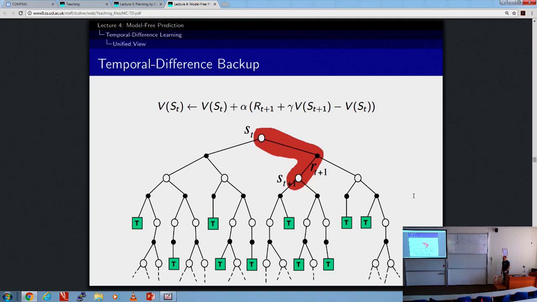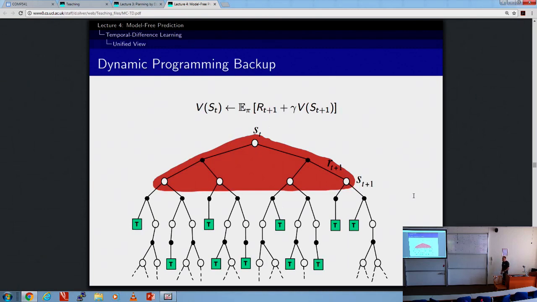TD says, no, we don't need to go all the way to the end. Let's just go one step, and let's make sure V of S is consistent with V of S prime. So I'm going to construct a target for S_t using R_{t+1} and S_{t+1}. I'm going to enforce myself to be self-consistent.